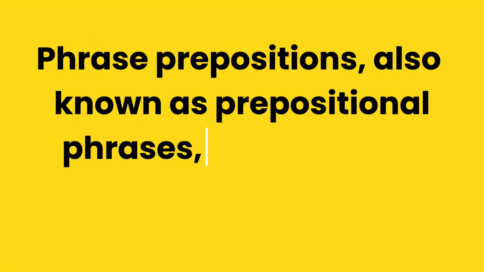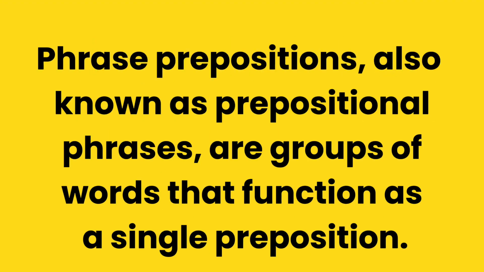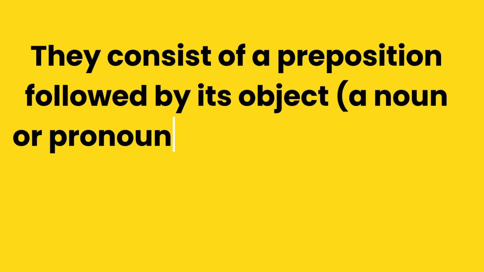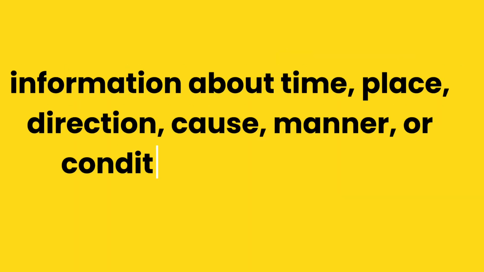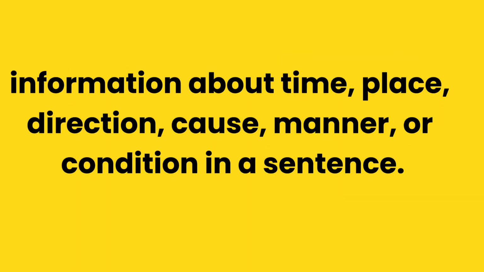Phrase prepositions, also known as prepositional phrases, are groups of words that function as a single preposition. They consist of a preposition followed by its object, a noun or pronoun, and any modifiers of the object. These phrases provide additional information about time, place, direction, cause, manner, or condition in a sentence.